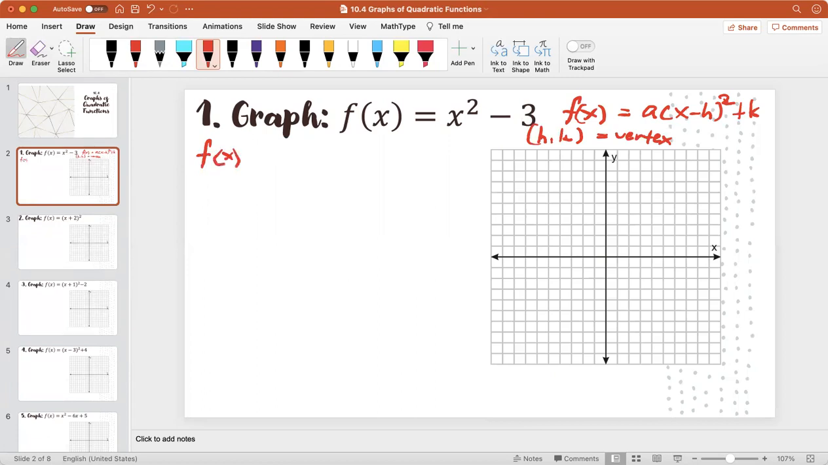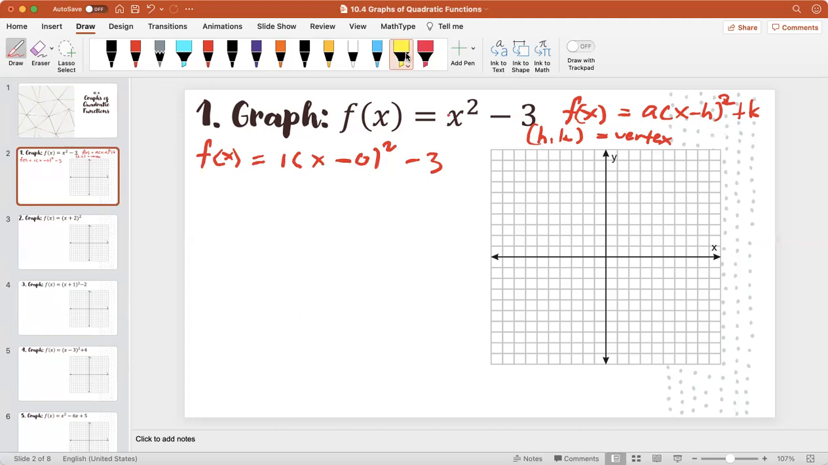It doesn't appear to be a times the quantity x minus h squared plus k, since we do not have h here, right? So we do not have h because that h is 0. This one is a, the coefficient of x minus h. So if we write it this way, what's your a here? It's the coefficient, 1, times x minus, what do you think is in here? It's 0, right? And that will be minus 3.